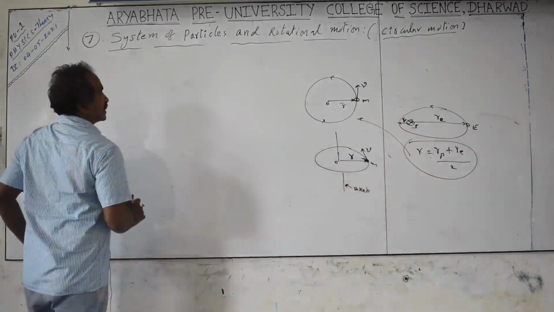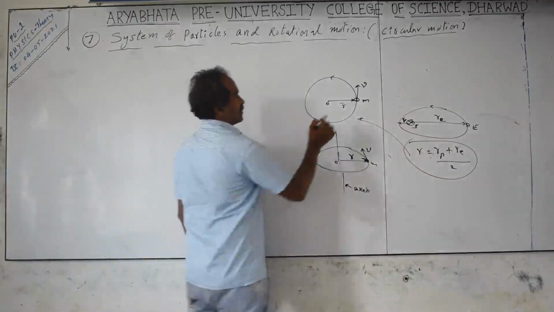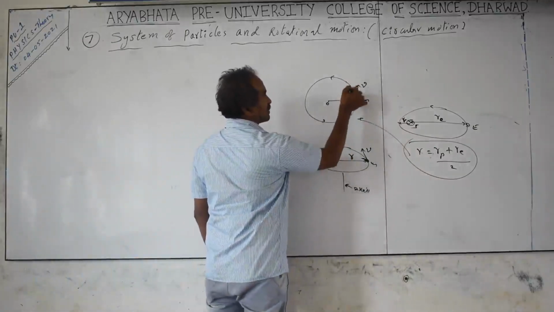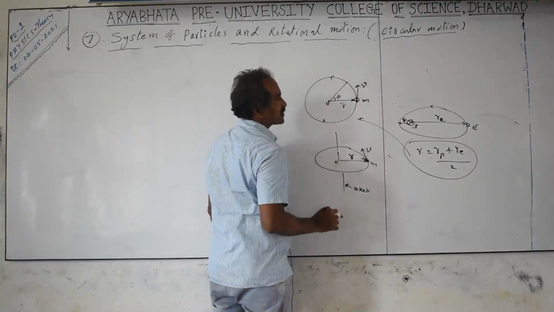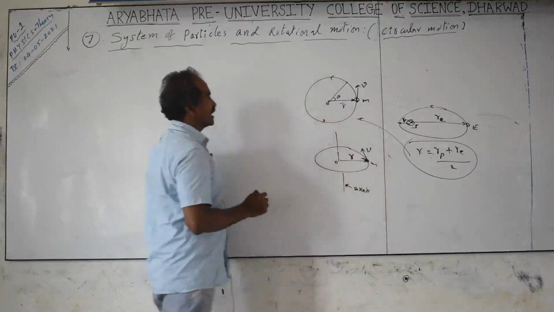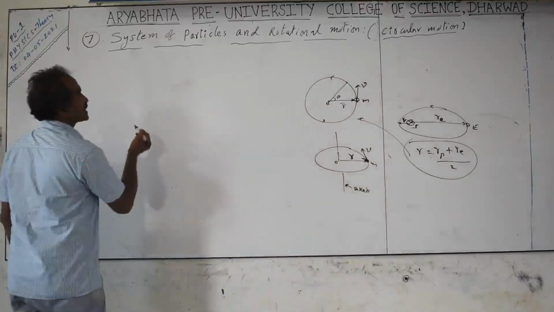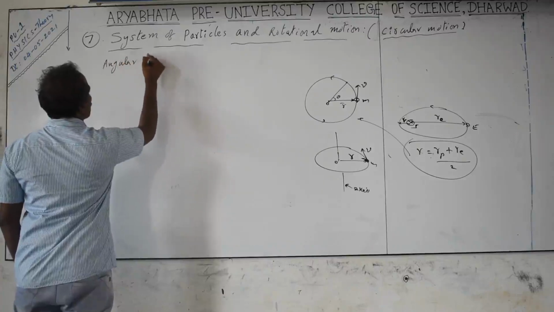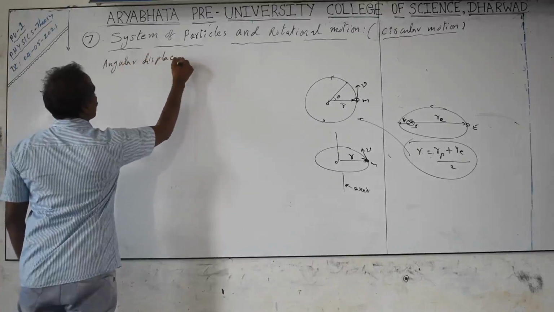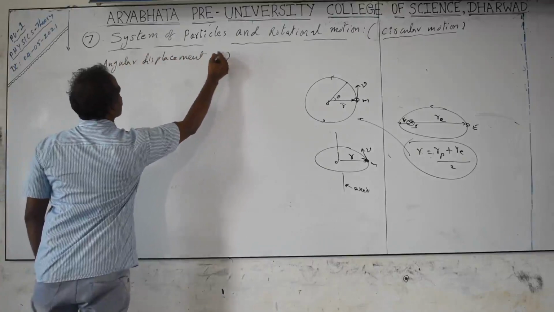Next, when the object moves from one point to another within the circular path, the radius vector rotates by some angle, say theta. The theta is called the angular displacement. It is nothing but an angle, but the term we use is angular displacement. Angular displacement theta.